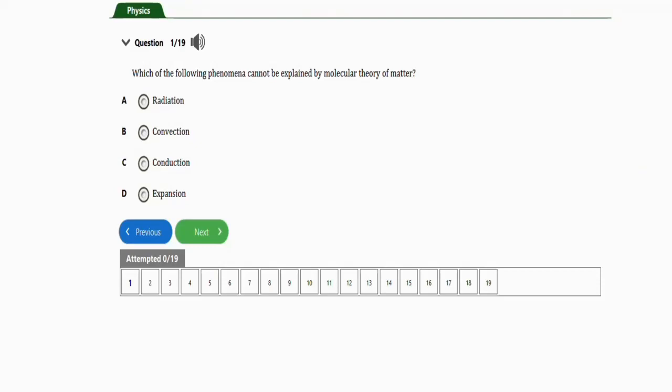So let's get started. The first one I have here says, which of the following phenomena cannot be explained by molecular theory of matter? So guys, the correct option to this question will be option A, which is radiation. Radiation cannot be explained by molecular theory of matter. Alright, so let's go to the next question.